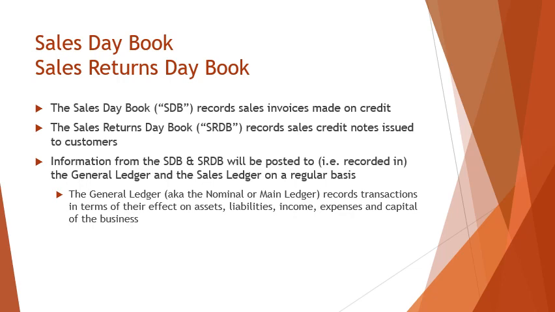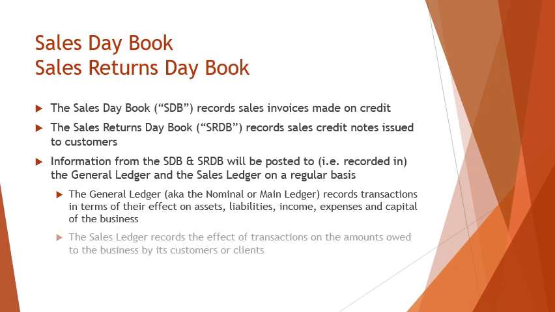Now, the general ledger, which is also known as the nominal or main ledger, is where we record the transactions' effects on the business's assets, liabilities, income, expenses, and capital. The sales ledger is a separate book, and in here we record the effect of transactions on the amounts that are actually owed to the business by its customers.